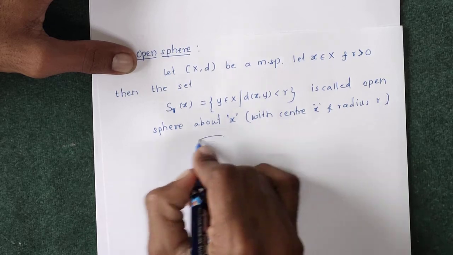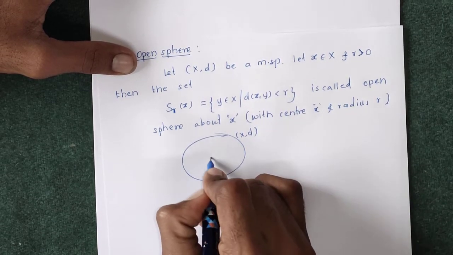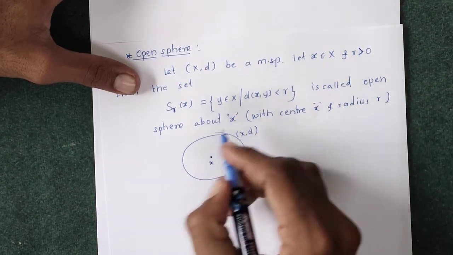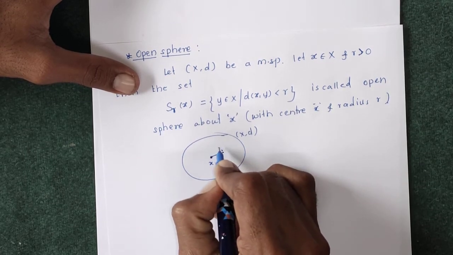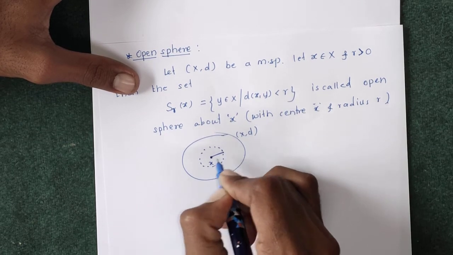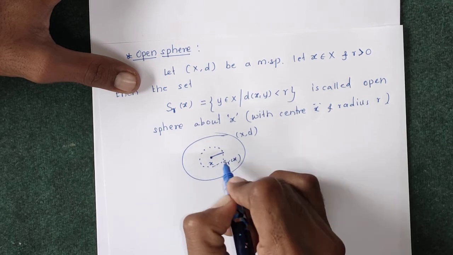It's called open sphere. For example, suppose (X, d) is a metric space, and suppose x is any element of that set X, then for any r greater than 0, suppose this is the radius, and if you take this radius and draw the sphere, then this sphere is called S_r(x), that is, the open sphere.